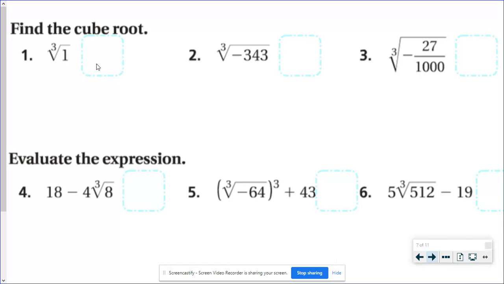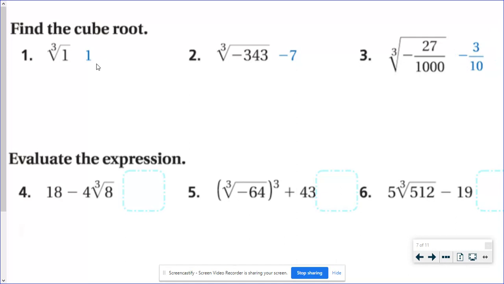Cube root of 1, that one's easy. Number 2, this is going to be a negative, and the cube root of 343 we know is 7, so this is going to be a negative 7. Again, this will be negative. The cube root of 27 is 3. The cube root of 1,000 is 10. So it'll be negative 3 over 10.